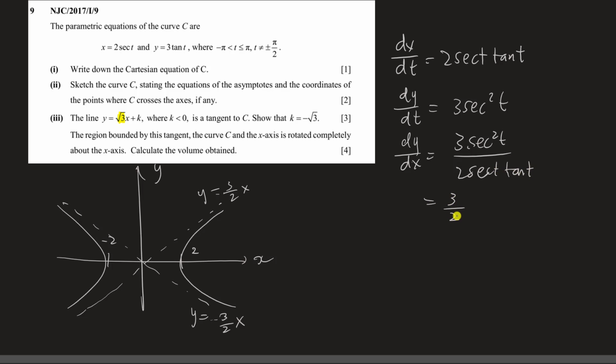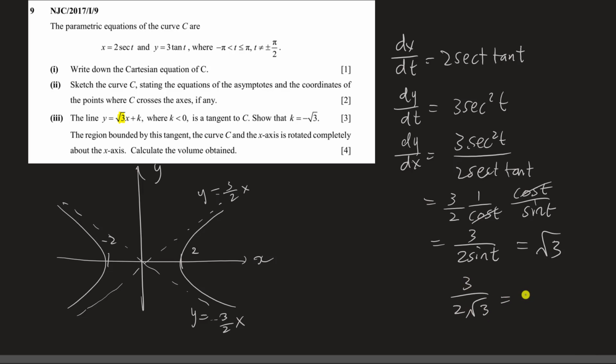3 over 2 secant cotangent t. Simplifying cotangent t, secant t. Secant is 1 over cos t. Cotangent t is cos t over sin t. You just give us this, 3 over 2 sin t. Equate this to root 3. We will get 3 over 2 root 3 equals to sin t.